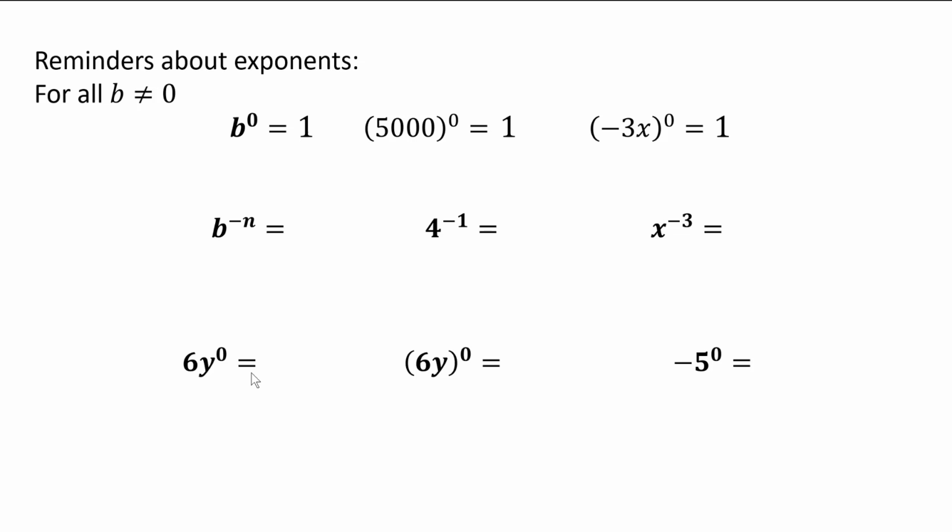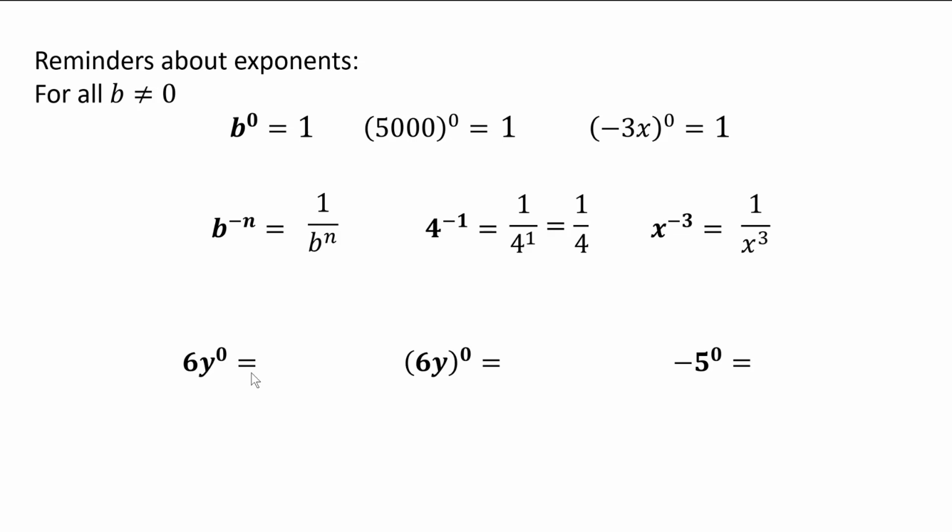So b to the negative n is the same as 1 over b to the n. 4 to the negative 1 is the same as 1 over 4 to the first, positive 1. X to the negative 3 is the same thing as 1 over x to the positive 3.